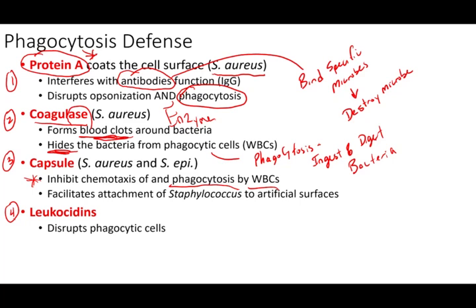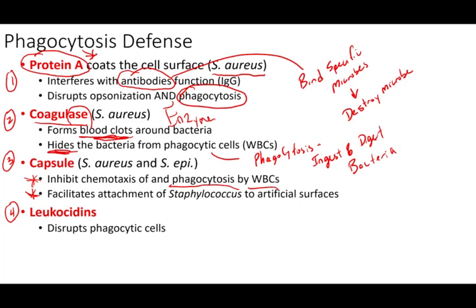But capsules, because they're this outer polysaccharide and protein mixture, they can have some stickiness to them. So these capsules also allow Staphylococcus to attach to and colonize artificial surfaces. So that also explains how they can be important nosocomial infections, because they can get onto catheters and things like that where they can cause infection.